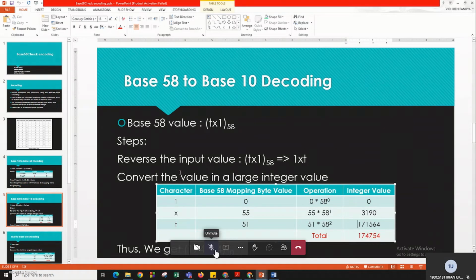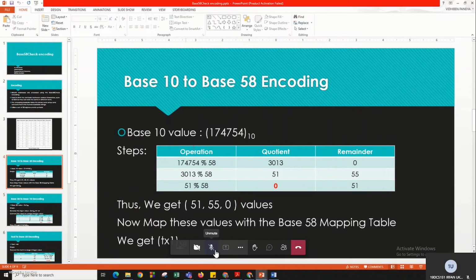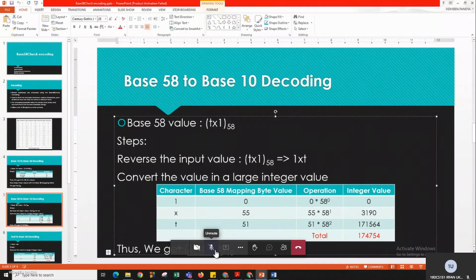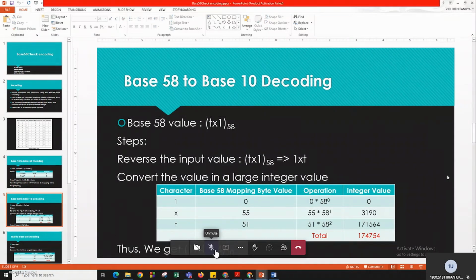If you notice, whatever input we gave over here, the same we have got in decoding. That means we have done the proper steps. Is there any doubt in decoding? ડીકોડિંગમાં કોઈને ડાઉટ છે?